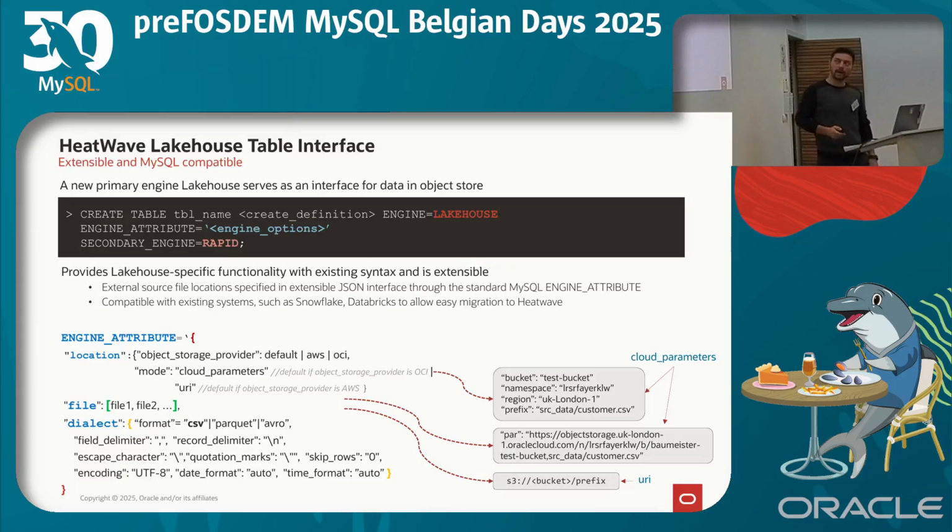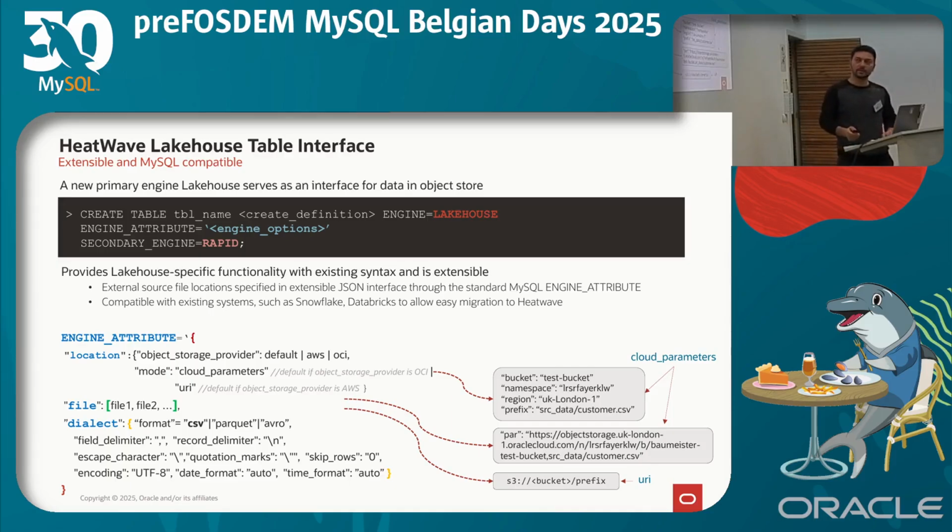So how does it look? Basically, if you want to create a lakehouse table, there is a bit of a difference than creating a normal MySQL table. The difference is here basically highlighted. Engine must be a lakehouse engine, and then you have engine attributes. I'll come to that. And you define the secondary engine as rapid, meaning any query acceleration will be done through HeatWave.